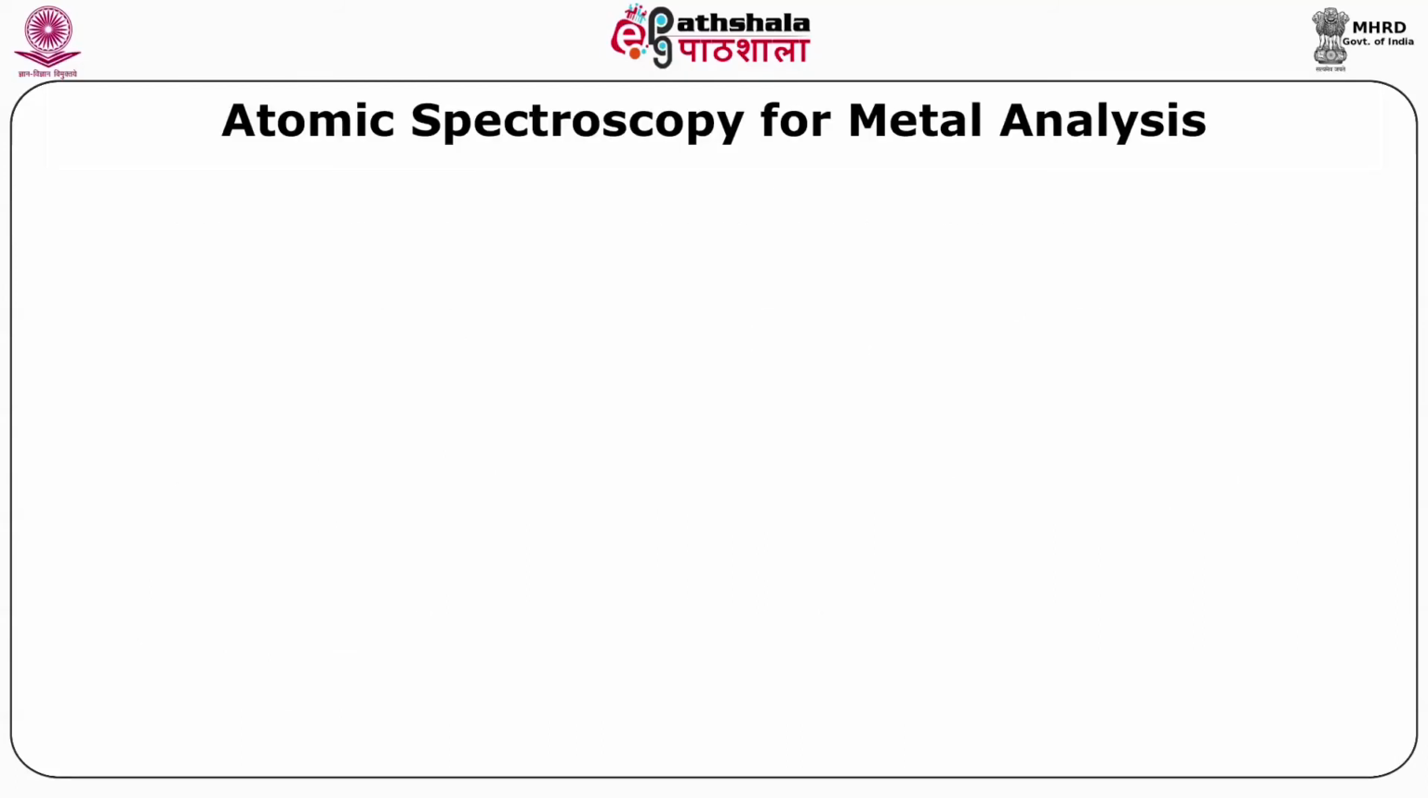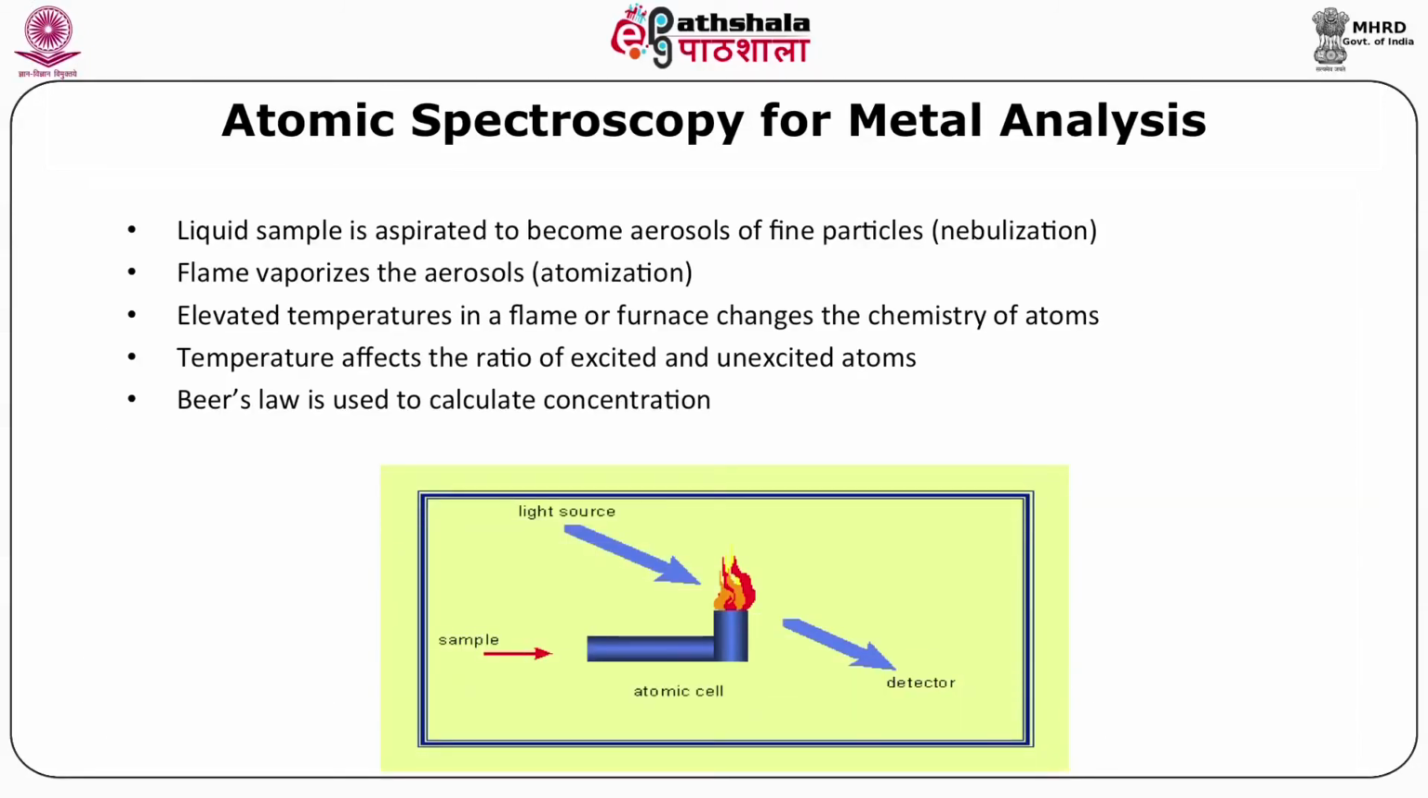We talk about how atomic absorption spectroscopy is used for metal analysis. You can see here in the atomic cell the metals are heated or atomized by the high energy flame, and the liquid is aspirated to become an aerosol of fine particles. That process is known as nebulization. The flame vaporizes the aerosol, which is known as atomization, and the elevated temperature in the flame or furnace changes the chemistry of the atoms, and temperature affects the ratio of excited and unexcited atoms. It simply follows the Beer-Lambert law, so it can be used to calculate the concentration of the different substances present.